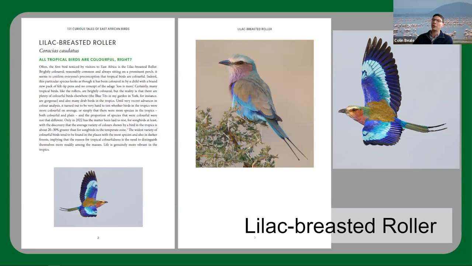And this is actually what the book looks like. So this is the first story. It's just a short story about colourful birds. There's a couple of pictures of each one, mostly borrowed from some fantastic photographer friends who are really generous in lending their pictures to this book. And each story leads on to the next one in some way, but doesn't need to be read in sequence.